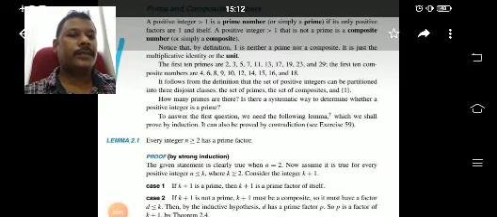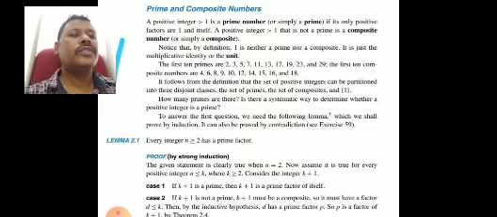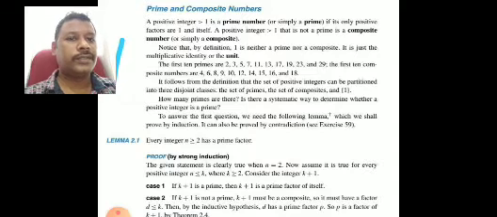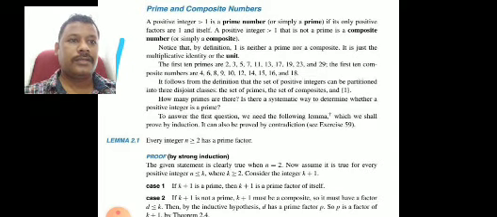Hi, today we are discussing prime and composite numbers. We know that a positive integer greater than 1 is a prime number if its only positive factors are 1 and itself.